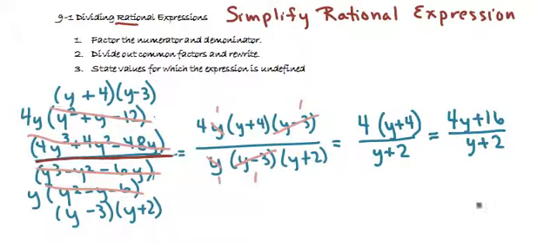In either case, we need to finish by considering step 3. What values for which the entire expression is undefined? In looking at the end result, we can see that y is not allowed to take on a value of negative 2. That would create a 0 in denominator.